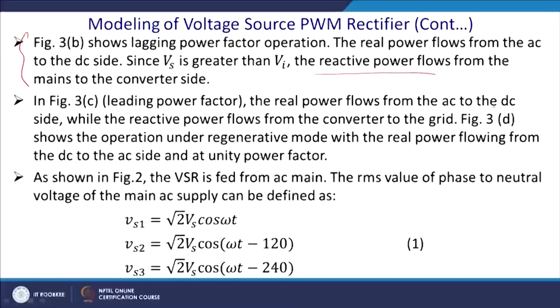Similarly, in 3c, the leading power factor, the real power flows from AC to DC, same, while the reactive power flows from the converter to the grid. And just the reverse happens in case of 3d, that is the regenerative mode of operation, which shows the operation under regeneration mode with the real power flowing from the DC to the AC side at unity power factor.